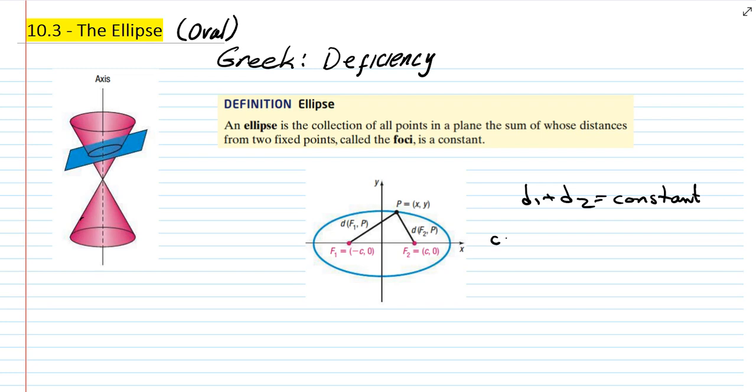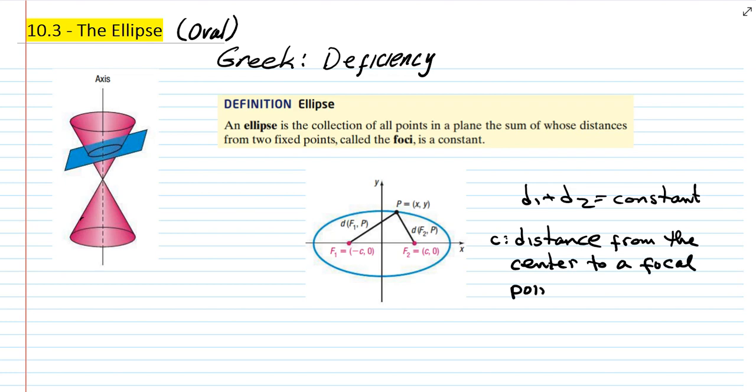C here is the distance. This is important for identifying the equation of the ellipse. C is the distance from the center of the ellipse to a focal point, to a focus. Okay, so keep that in mind. In other words, the center of the ellipse here is at 0, 0. The distance from there to a focal point, that's C, and this would be negative C. And of course, C is positive here, right? We're taking C to be positive here.